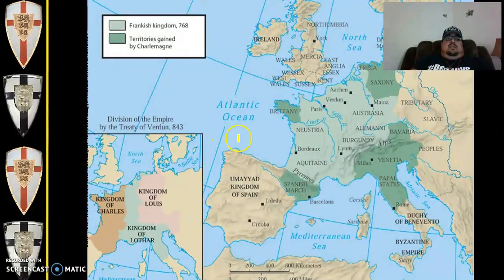Okay. Frankish kingdom, territories gained by Charlemagne. You see, here's Charlemagne with the dark green and then the light green. This is what we know already. But you can see these are kind of going in a little bit. So he is gaining some traction.